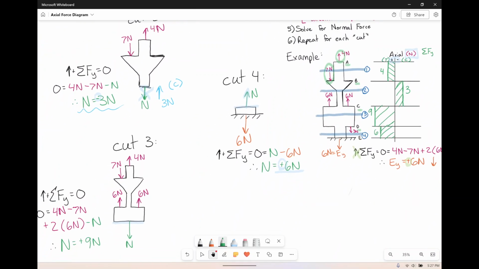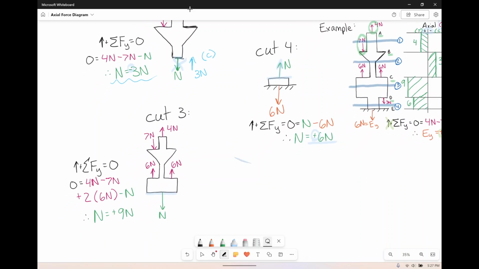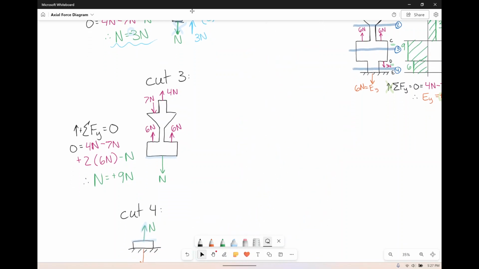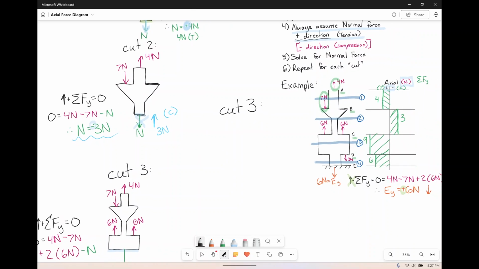Don't believe me that you could do it from either side? Let's check it out. Let's do cut 3 again. Let's move this guy off into the corner. And let's do cut 3 from the bottom, because I'm sure you really don't want to see me draw that entire lovely shape one more time. Let's see if it's the same. So cut 3, what does it look like?